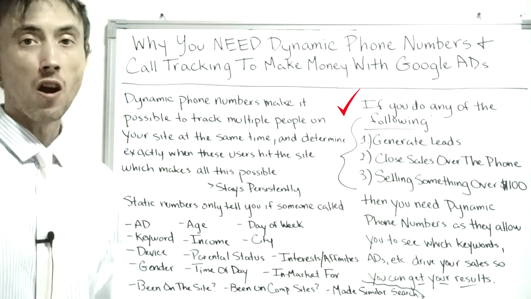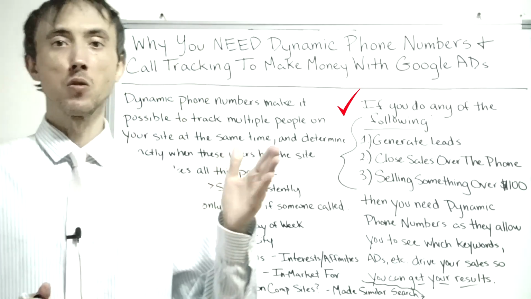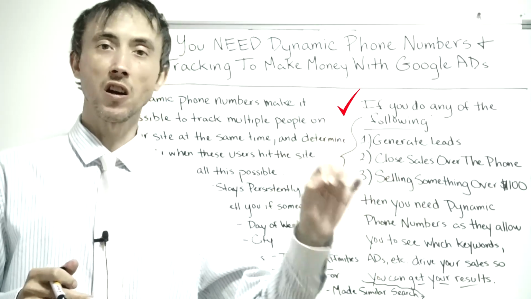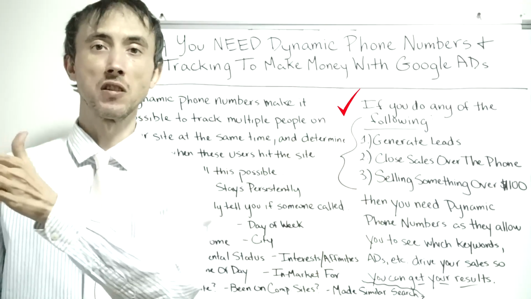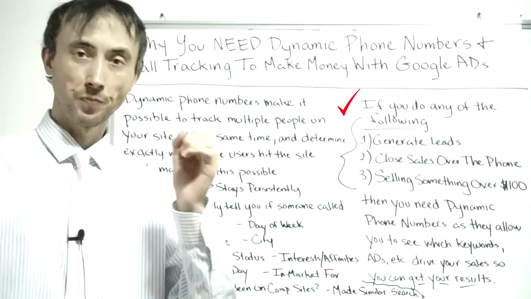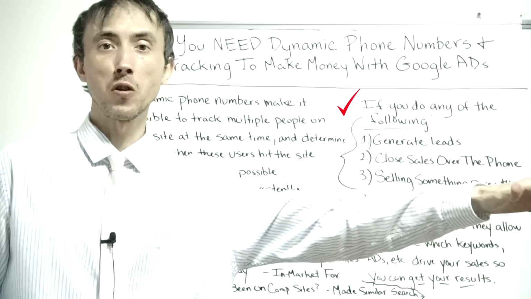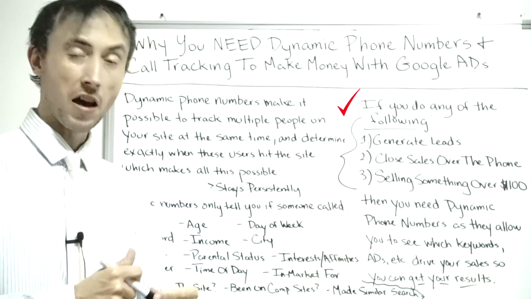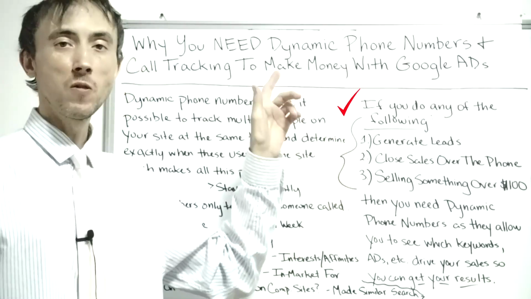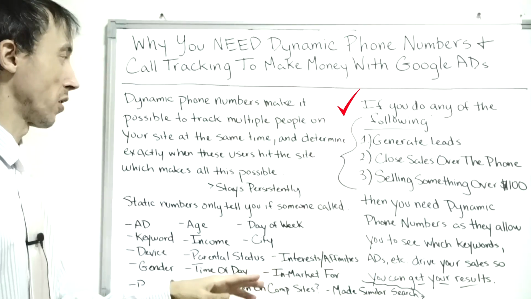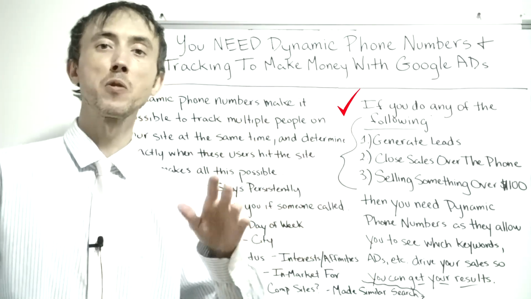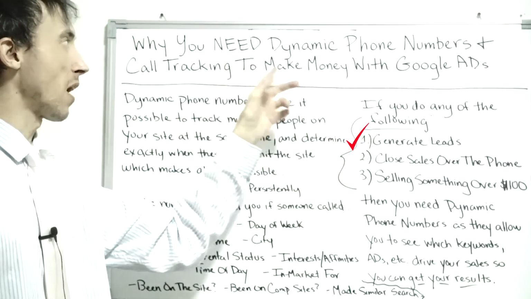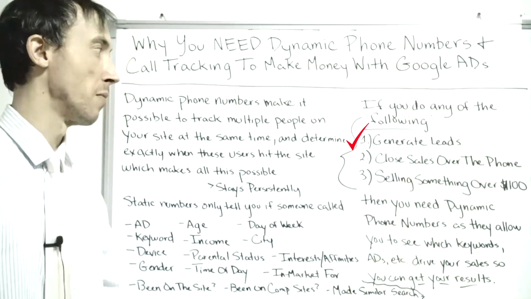First of all, if you are relying on generating leads, because you do a two-step sales process. If you're doing two-step, that means you have to get a phone call or a contact form fill, which then eventually turns into a sale. If you're doing that, versus people just going through your cart and buying, where you basically don't talk to them at all, then you need dynamic phone numbers to get the results you're looking for. You're going to get one-tenth of the results that you need if you are generating leads and don't have dynamic phone numbers working on your Google Ads campaign.